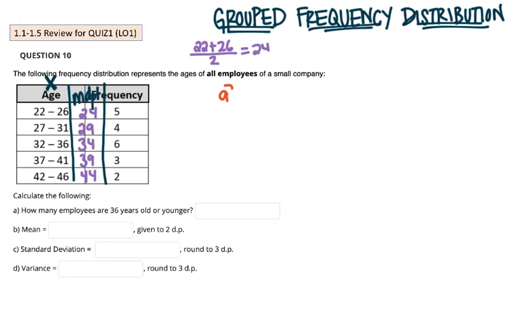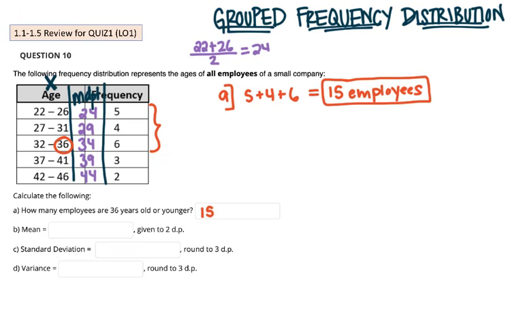So let's look at the questions. The first one, how many employees are 36 years old or younger? So that's how many are in those first 3 categories. So that's 5 plus 4 plus 6, and we get that 15 employees are 36 years old or younger.